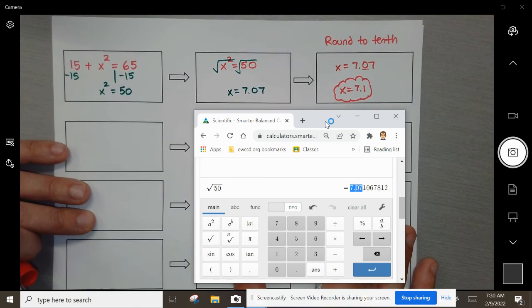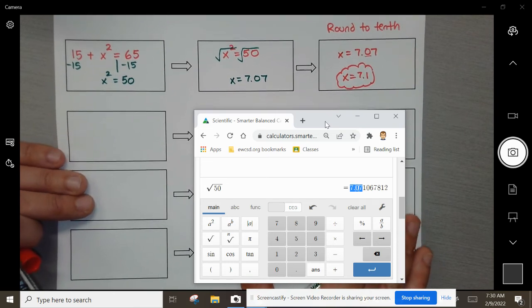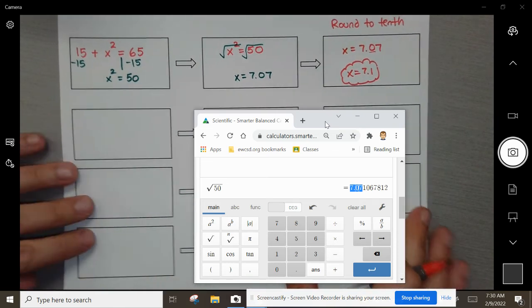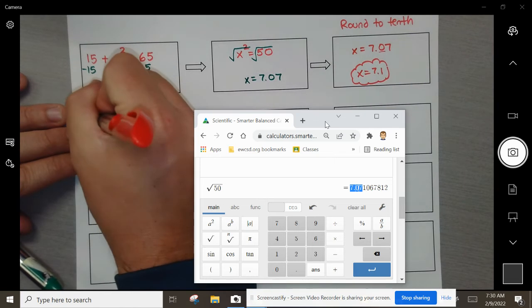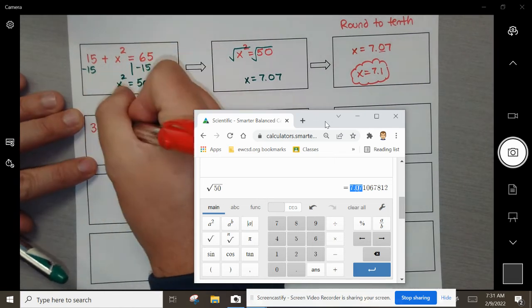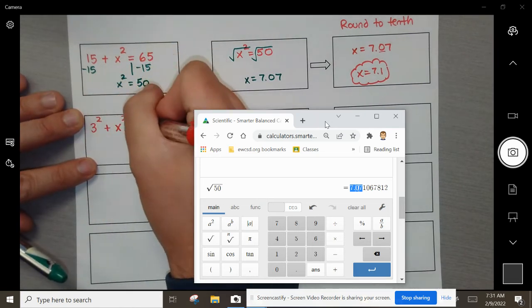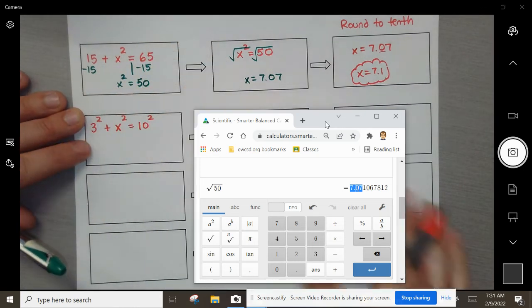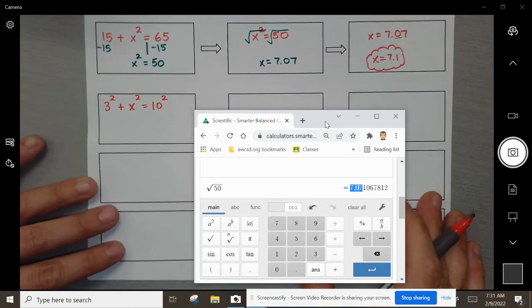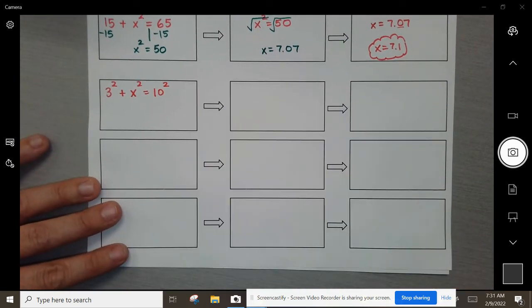Now let's do one that's a little bit different, okay? I'm going to go ahead and throw this at you. I'm going to say 3 squared plus x squared equals 10 squared. And these are the kinds of questions you're going to see later on next week. All right, so let me get this out of your way.